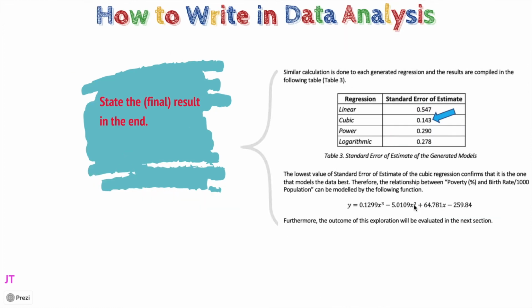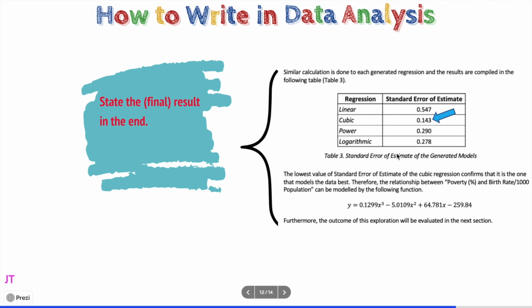Right, and this is the final result. I compiled the results of linear, cubic, power, and logarithmic regression, and their standard error of estimate in one table, and it confirms that cubic is the best one. So cubic regression is the best one to model my data. And again, in the end, you have to state your final result. Here I write the function again, the cubic function. So there you go.